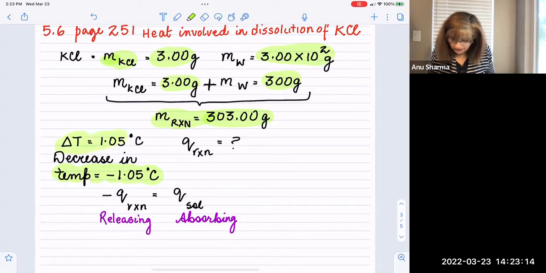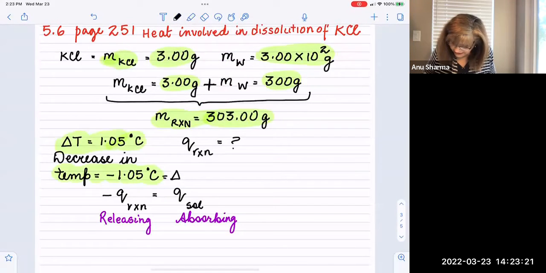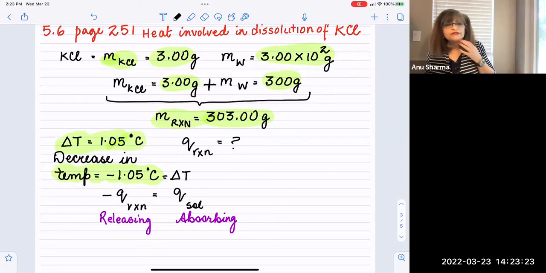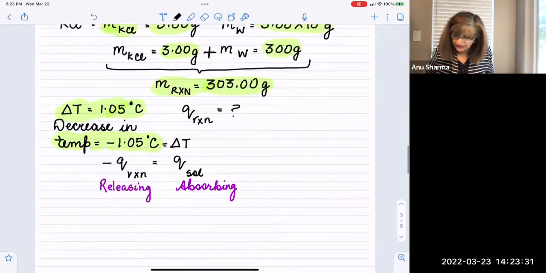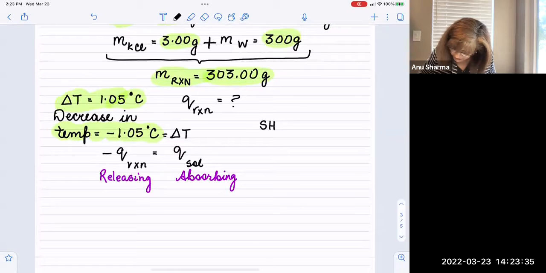So the change in temperature is negative 1.05 degrees Celsius. We know the mass, we know the change in temperature, and we are doing this in water. So the specific heat of water is equal to 4.184 joules per gram degrees Celsius.